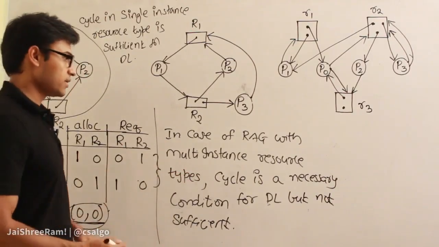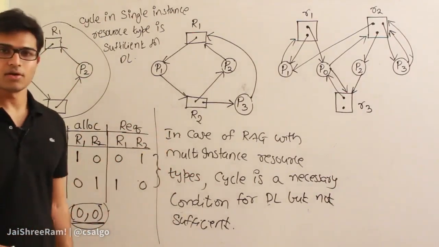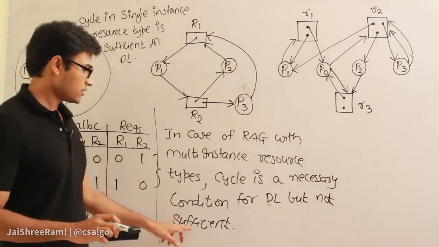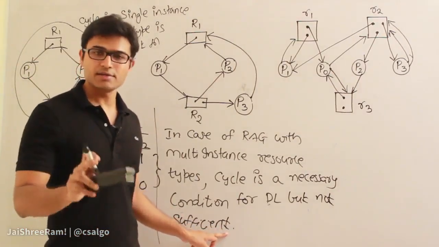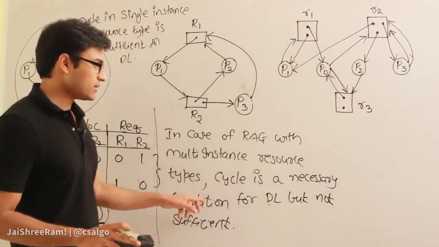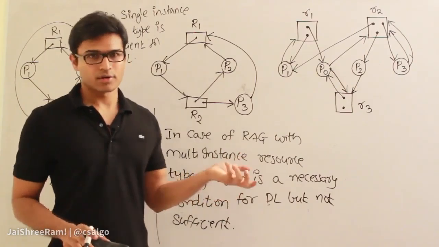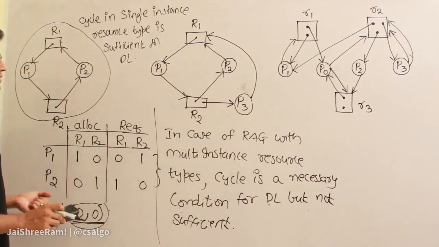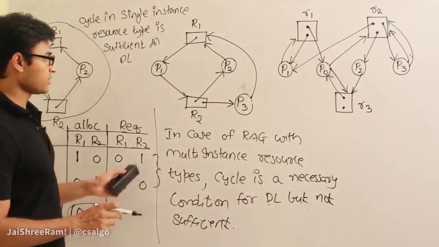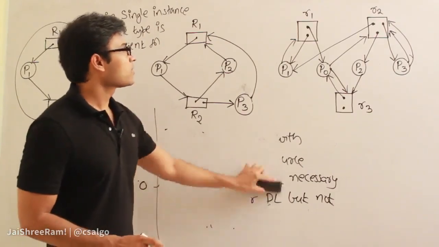It is just necessary, which means without a cycle there is no way you can get a deadlock. Are you getting this? It is not sufficient because if there is a cycle, you cannot directly declare that it is having a deadlock, but it is necessary because without a cycle you can never form a deadlock in multi-instance resource type. I hope that you understood this, right? These are important theoretical points about this. Fine. Now let's talk about this question.